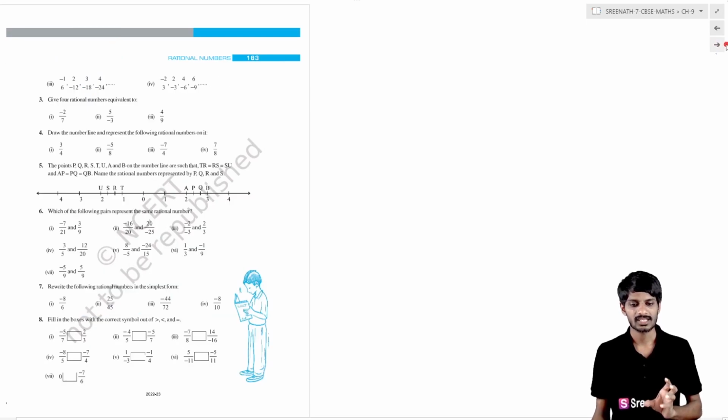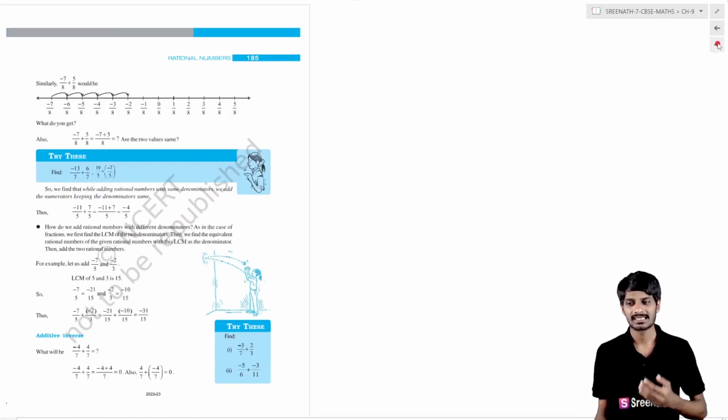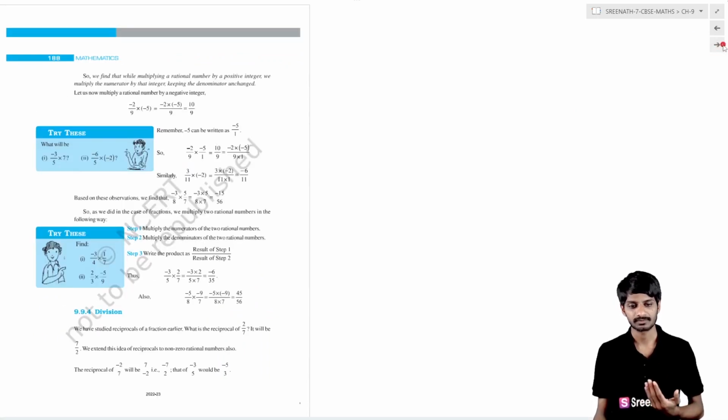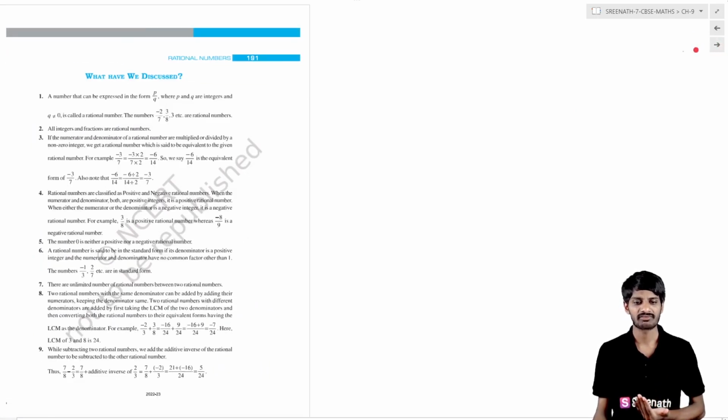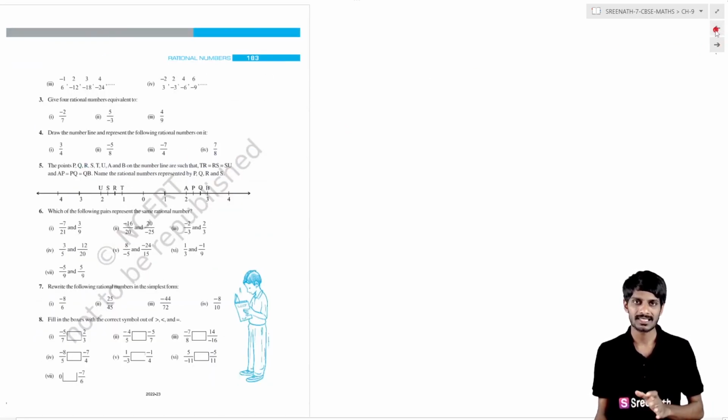And the next topic, that is the seventh topic, is operations on rational numbers. What are the basic operations? That is addition, subtraction, multiplication, all those. This is the seventh topic, the last topic we are having. After that our chapter has completed. So this is the overall overview of the whole chapter.